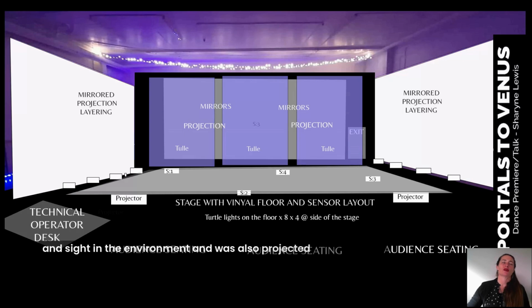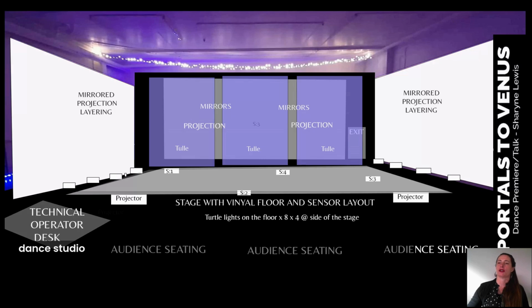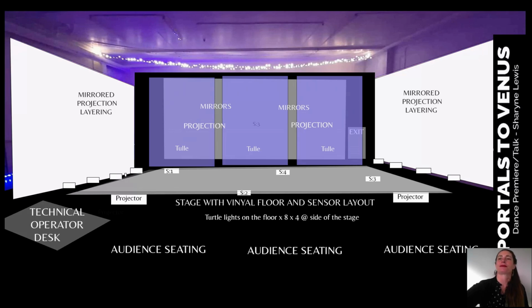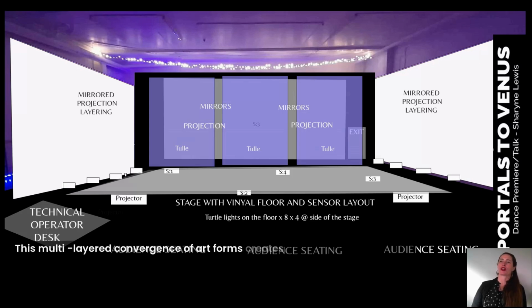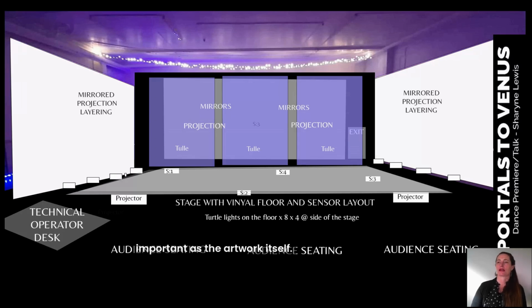It was also projected during the live performance into the mirrors, and then mirrored back onto the walls of the dance studio that I was performing in, and also then reflected onto the ceiling and wall beneath and above. This multi-layered convergence of art forms creates a conversation revealing some of the magic of dance, where the process of choreography becomes as important as the artwork itself.